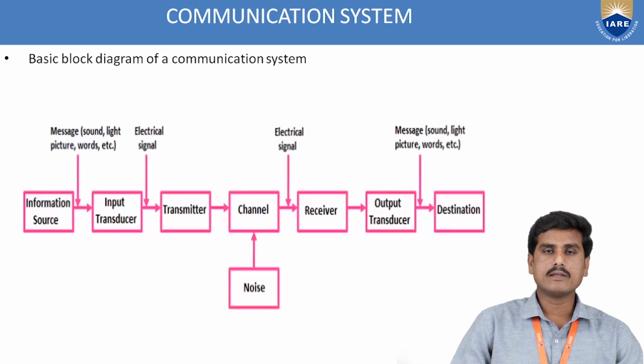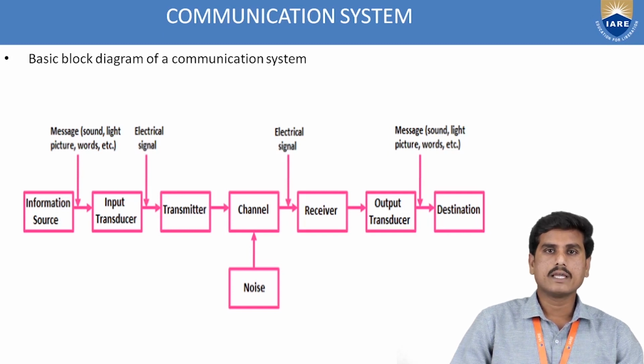So let us see what a communication system is and what the main blocks of the communication system are. Here the communication system mainly contains an information source and input transducer, a transmitter, a channel, a receiver, an output transducer, and the destination. Let us discuss one by one.